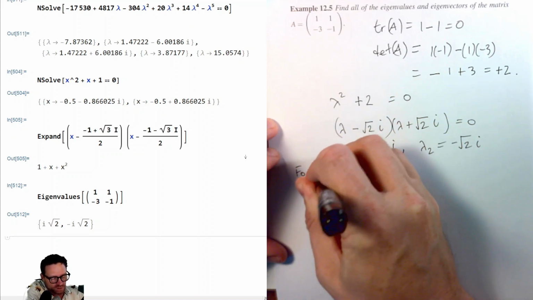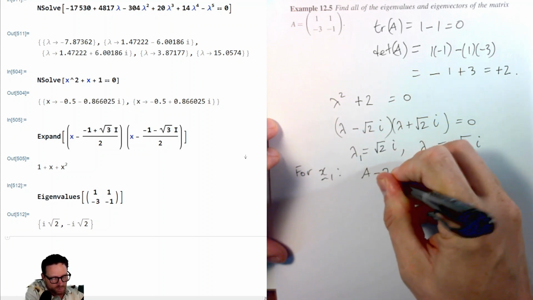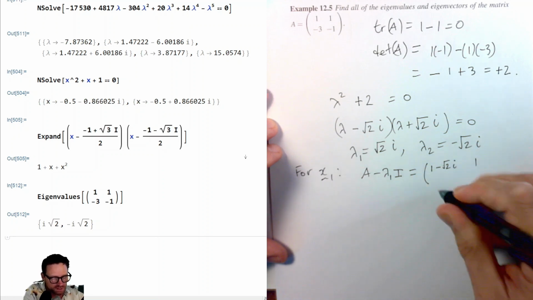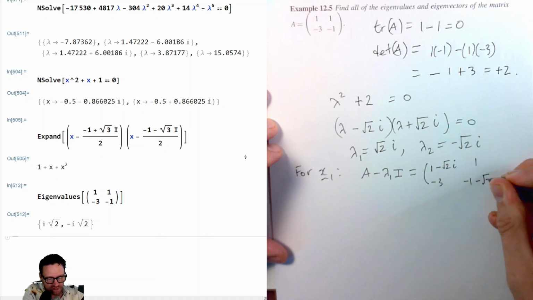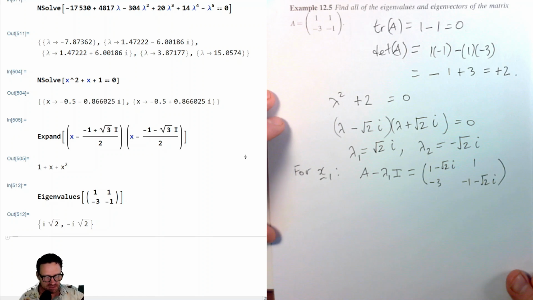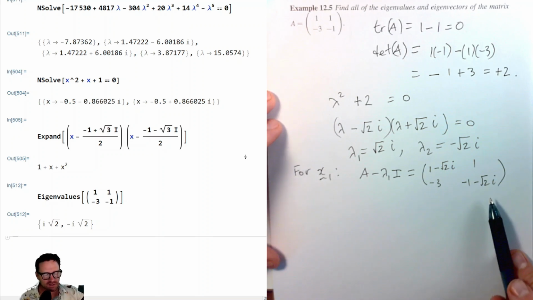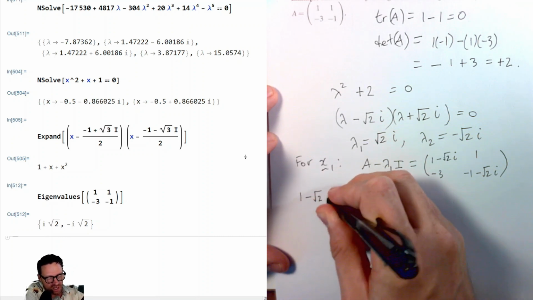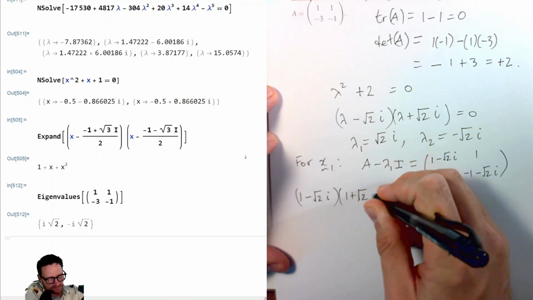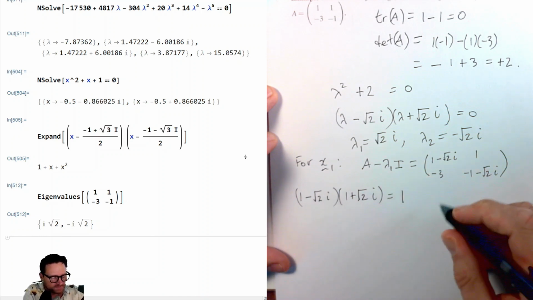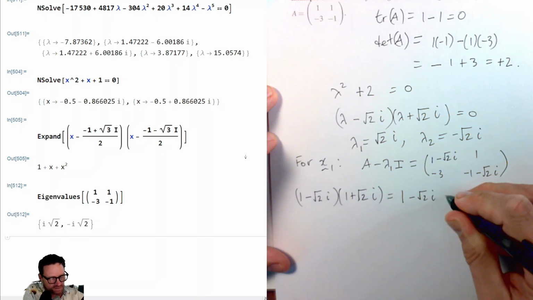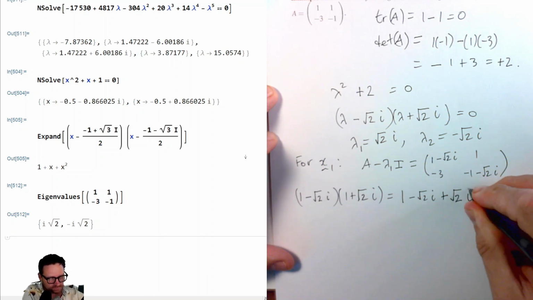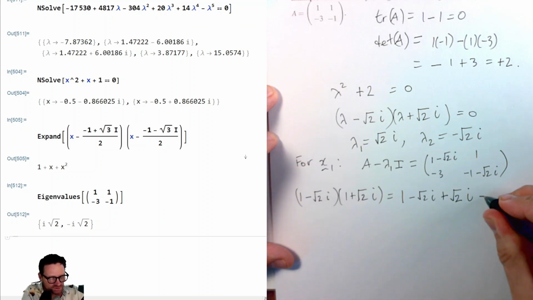So for x1, A minus lambda 1 I is 1 minus root 2i, then 1, then minus 3, then minus 1 minus root 2i. Now when we do row reduction on this, we will get a row of zeros, even though it doesn't look like we're going to. And so now to see that, let's take the product 1 minus root 2i times 1 plus root 2i and expand this. 1 times 1 is 1. Then we have minus root 2i. Then we have the outer product, which is plus root 2i, and then minus root 2i times plus root 2i.